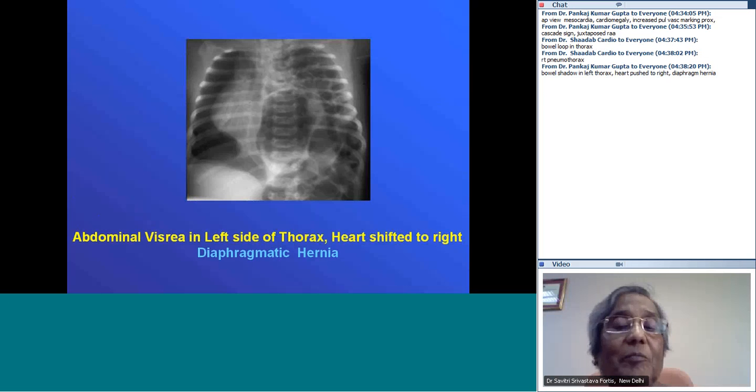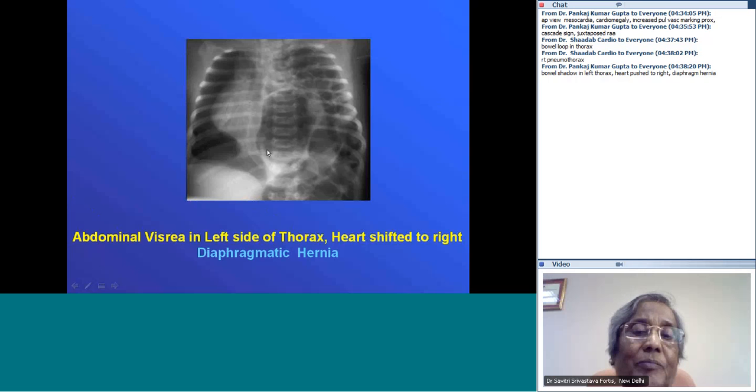Because such cases are referred to cardiologists as dextrocardia. This child came to us as echo is needed for dextrocardia. And surprisingly, he was carrying an X-ray and nobody had tried to see the X-ray. The X-ray gives a correct diagnosis. This is the abdominal viscera in the thoracic cavity, mostly on the left side.